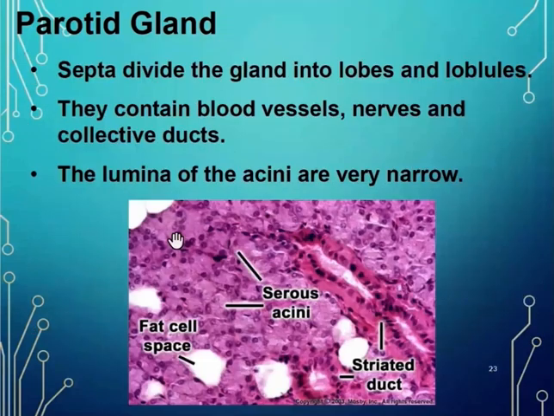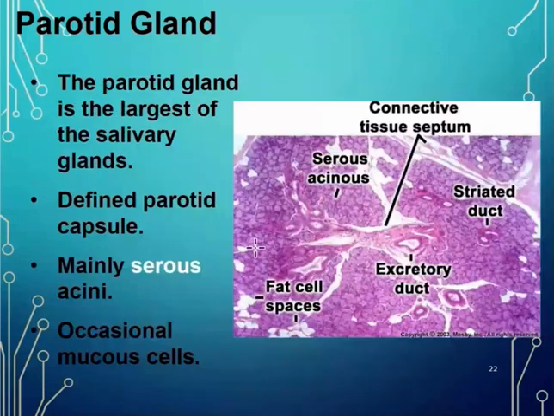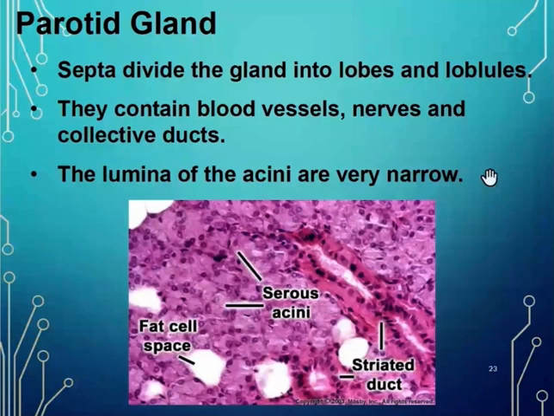Now, the septa that are found here divide the gland into lobes and lobules. We have blood vessels, nerves, and collecting ducts, as we've said. The lumina of the acini in the serous part of the parotid gland are very narrow, and the secretion is watery, so there is no problem.